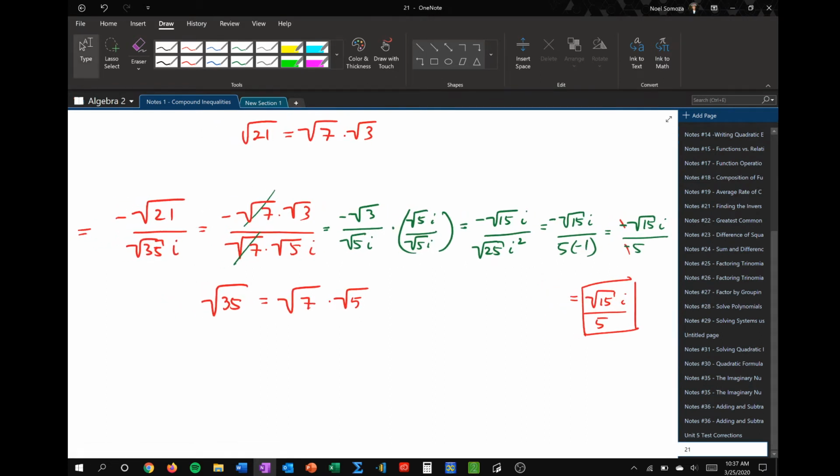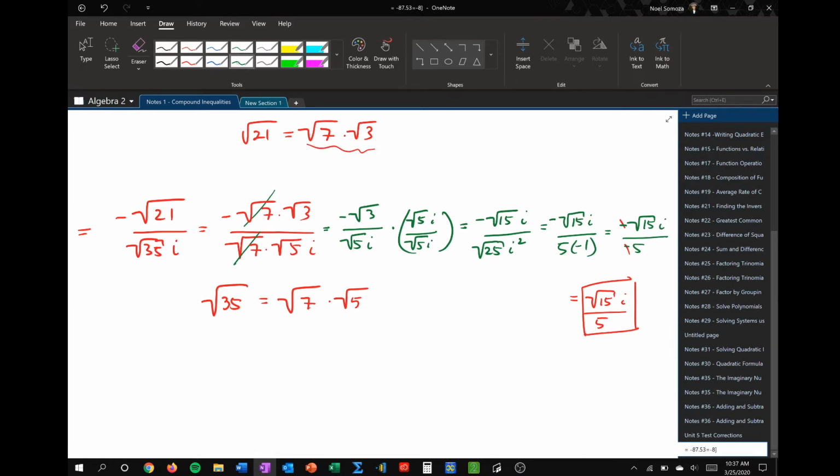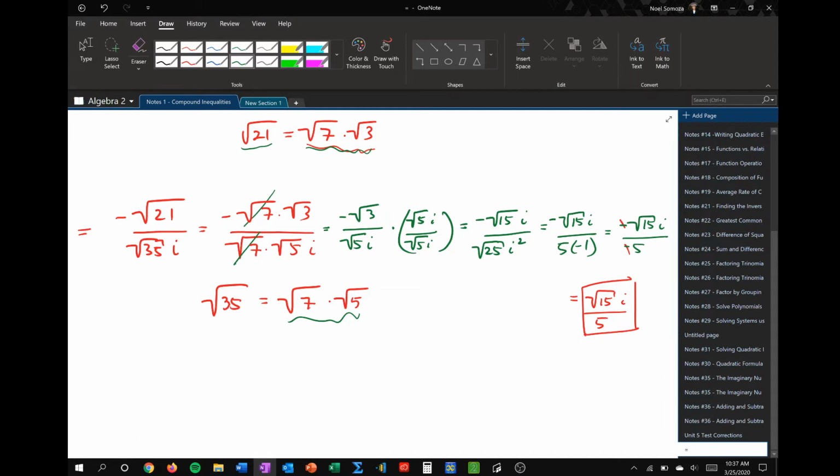But rather than multiplying 35 times 21 and getting these huge numbers, there's always this kind of creative approach you can take by splitting up the factors of 21 as two separate ones, and then you can cancel out the ones you need. Okay, so that's pretty much it. Anything else from homework?